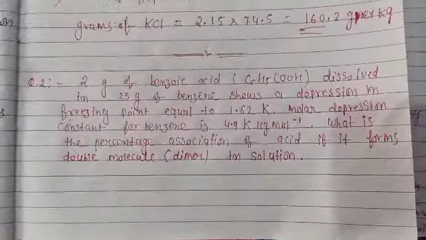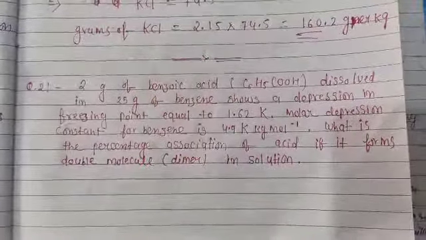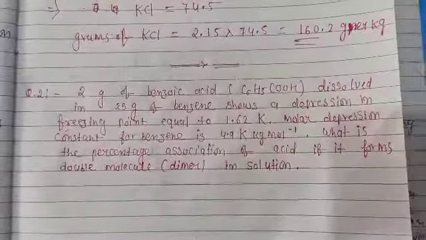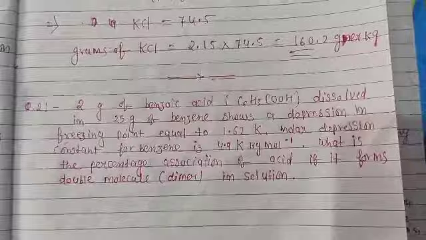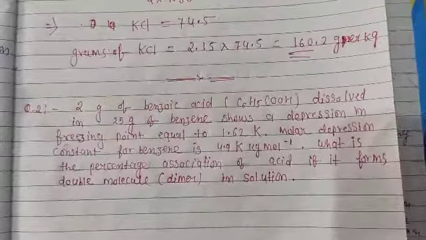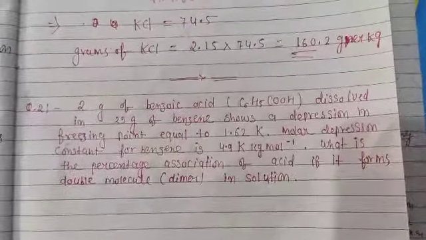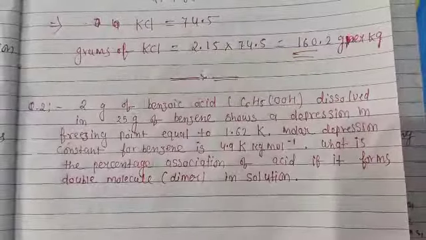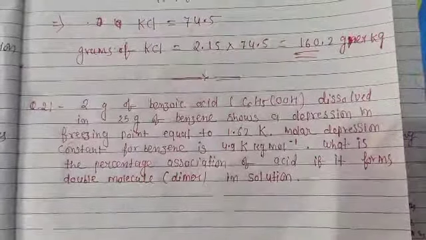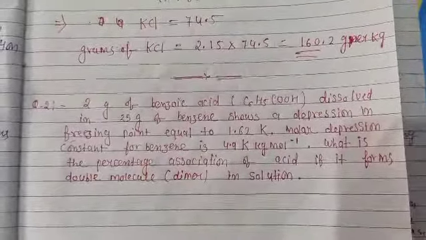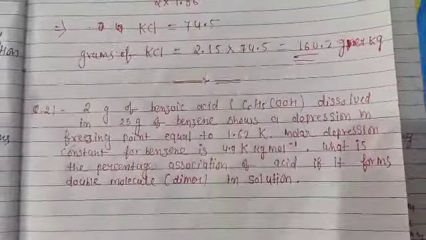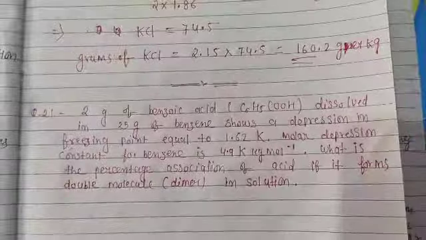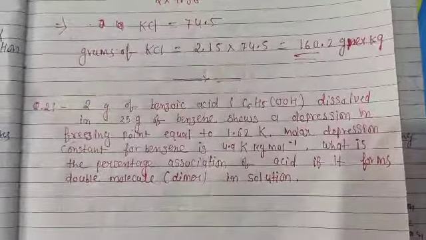So in the question we are given WA, that is 25 gram, WB, which is 2 gram. We have also been given KF, that is 4.9. Delta TF is also given, that is 1.62. What else is remaining? Only the molar mass of benzoic acid. So let's find the molar mass of benzoic acid.